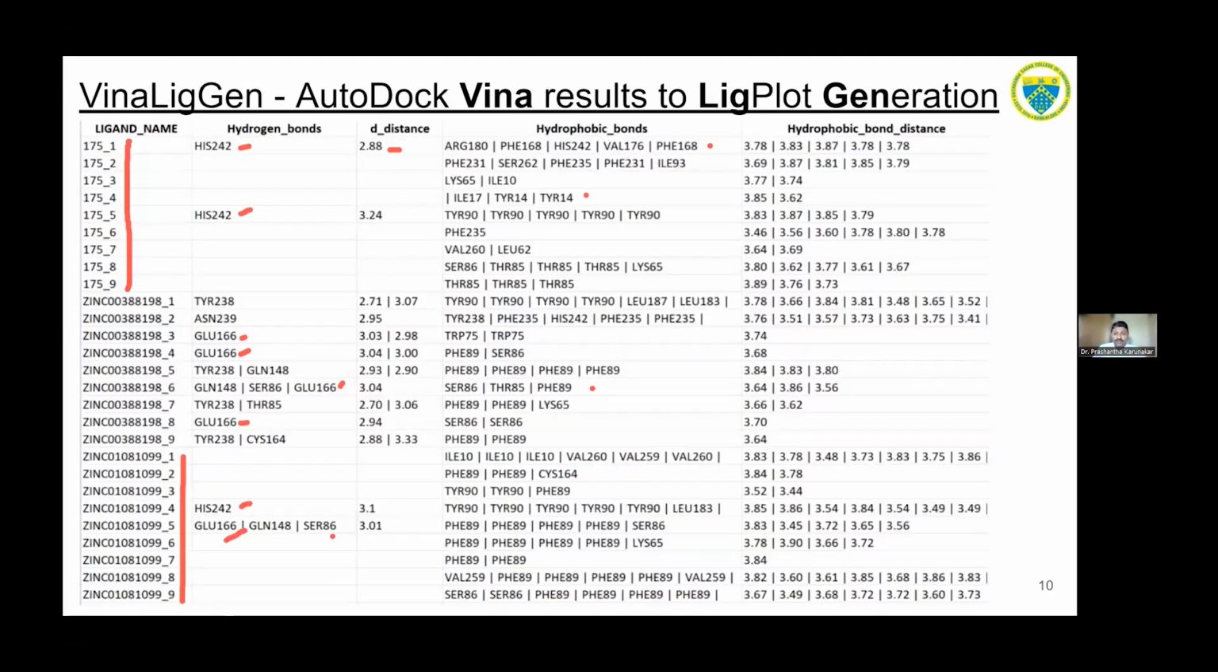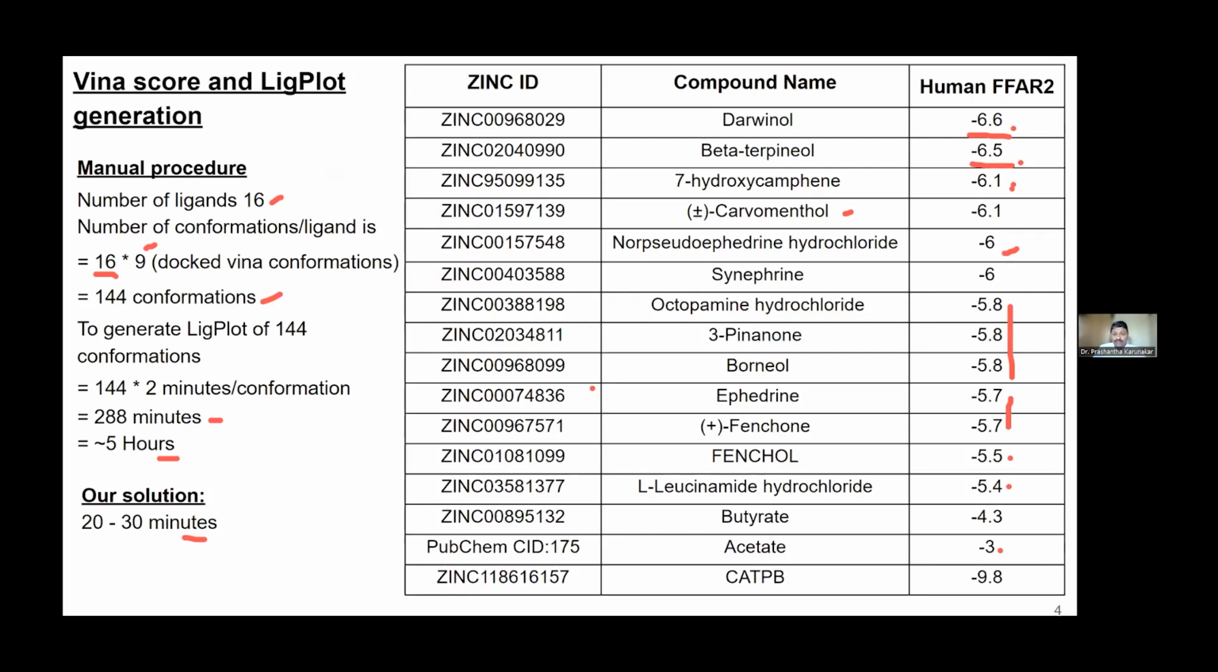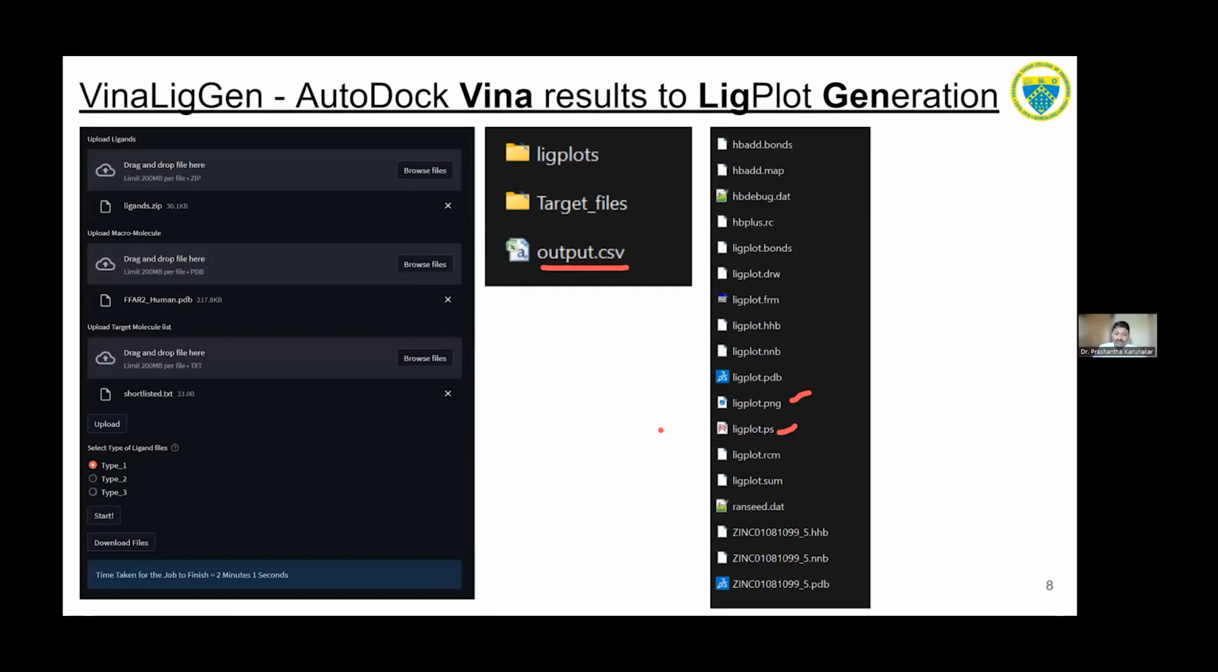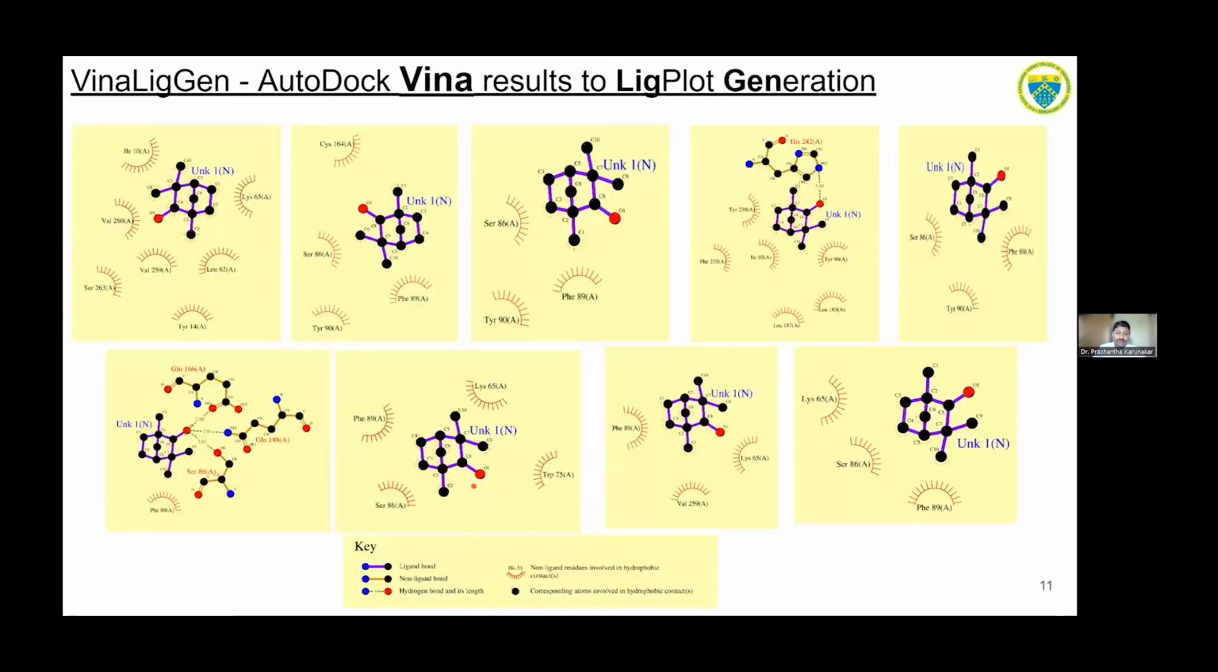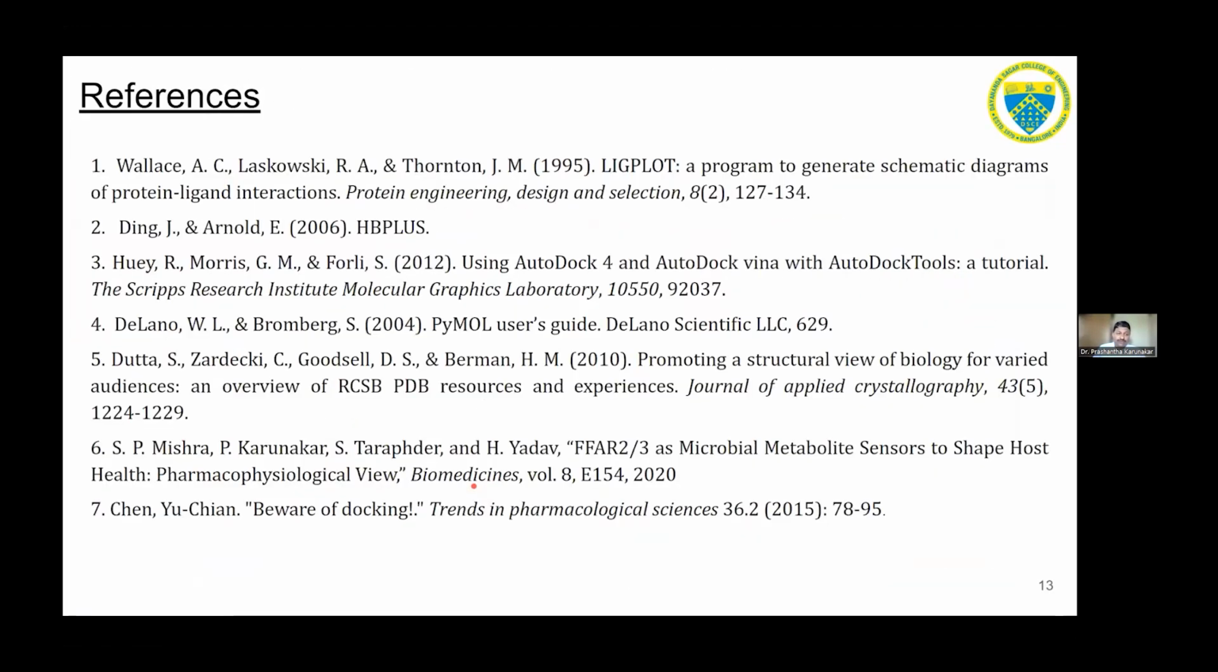if we look back at this one, 81099, it is relatively less in binding energy compared to this. Now, if we just went with the energy and then finalized or went for the wet lab, we would have missed this molecule. Because we have this interaction details, we are in a better position to decide which one is good.